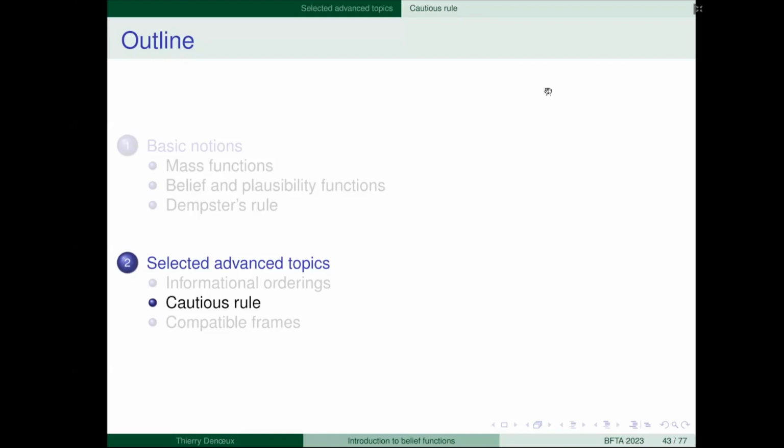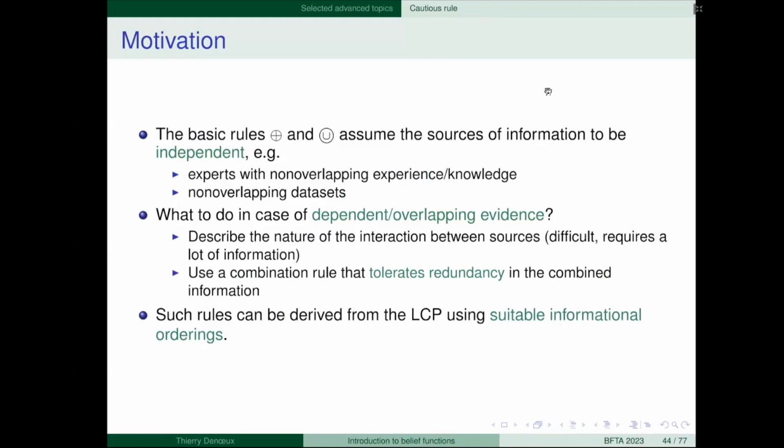And here I planned to tell you about a rule which I call the cautious rule. It is an operation to combine dependent information. We have seen that Dempster's rule is designed to combine independent pieces of information. The cautious rule is another rule designed to combine information that may be dependent, and it's derived from the principle of minimal commitment. But actually, I learned that Frédéric will tell us about this this afternoon, so I can skip this part and let Frédéric present it, and I will skip directly to the last part. This is good because I was a little bit late.